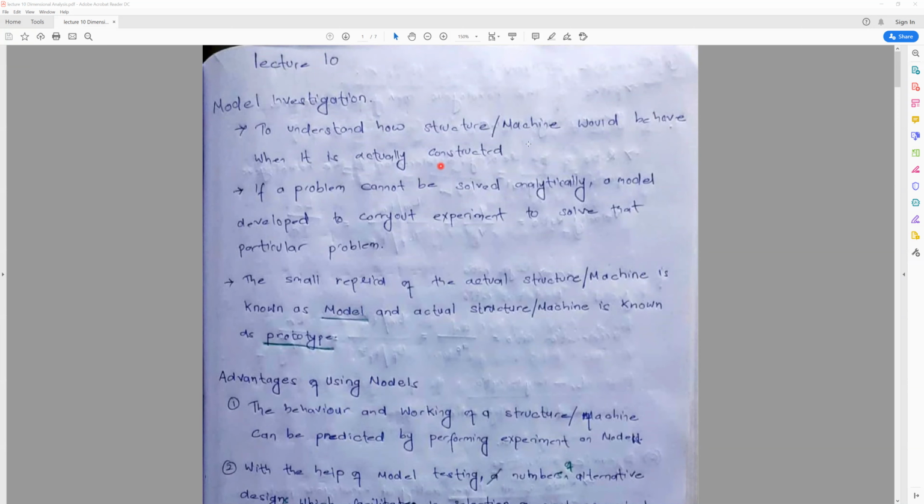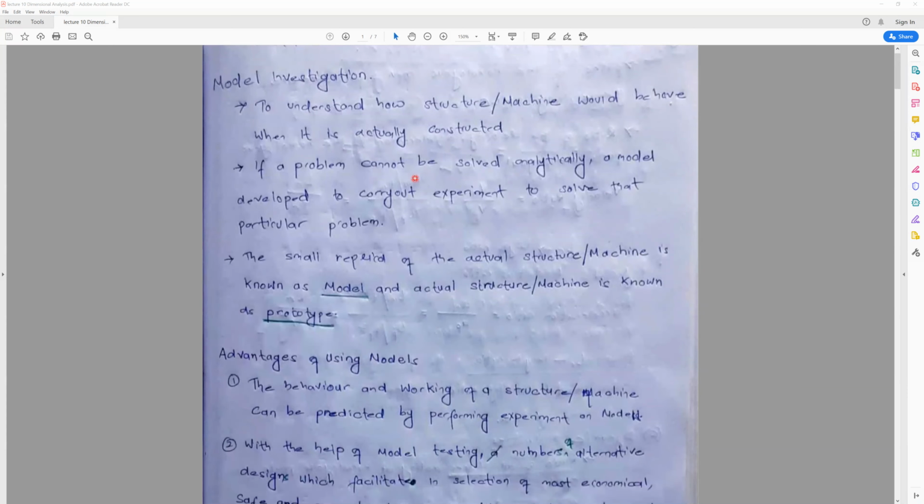To understand the importance of model investigation, let's understand why the model investigation is important. It is because it will let us understand how a structure or machine would behave when it is actually constructed. So prior to construction of a huge machine, just like a turbine or a hydropower dam, if we construct a model and do the investigation on it, then it will actually give us lots of information as to how it would behave when it is actually constructed. The next advantage is, if a problem cannot be solved analytically, a model is developed to carry out experiments to solve that particular problem.